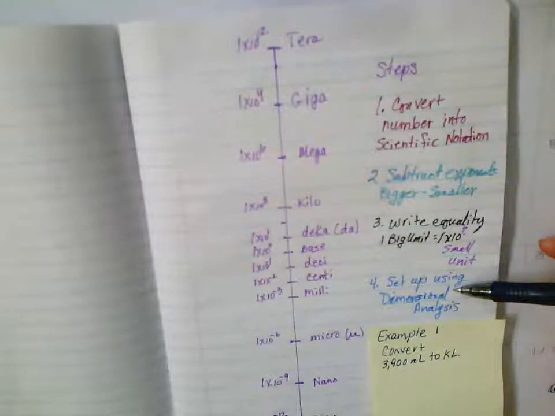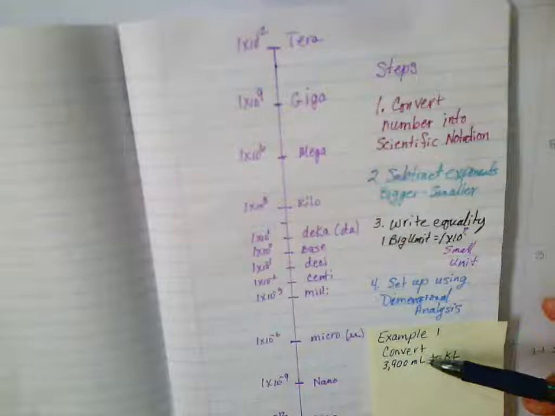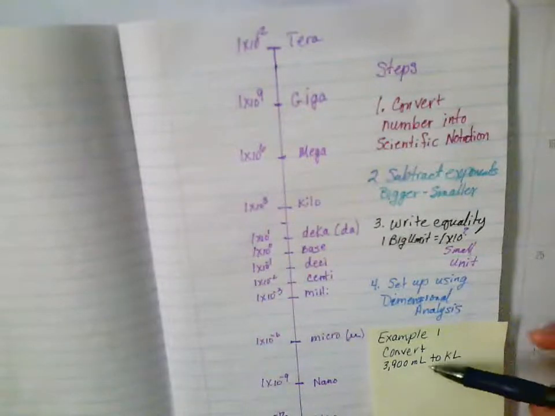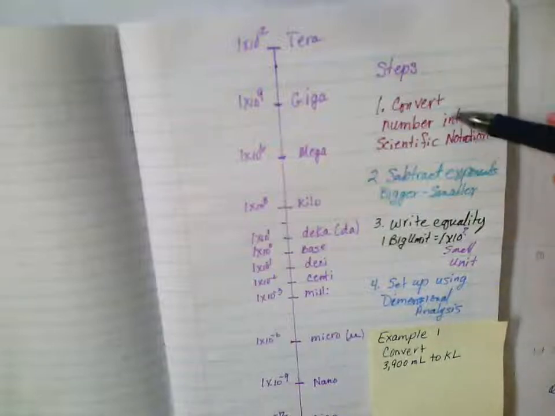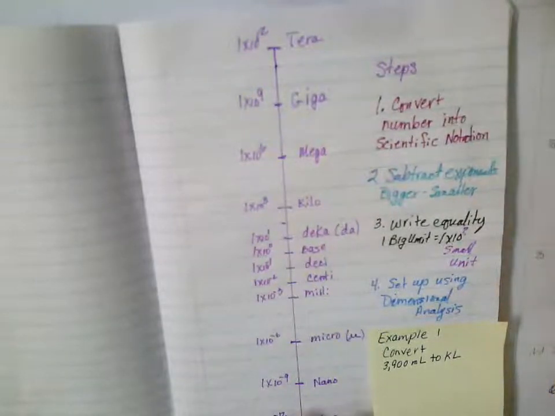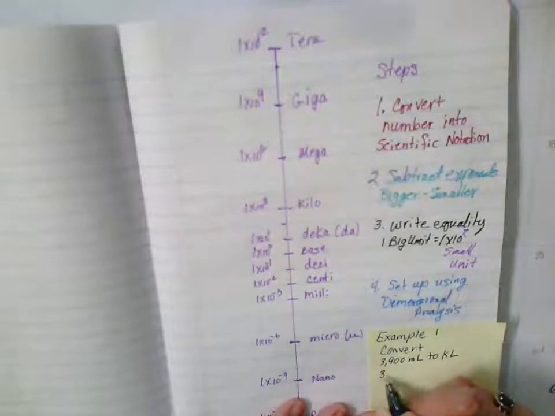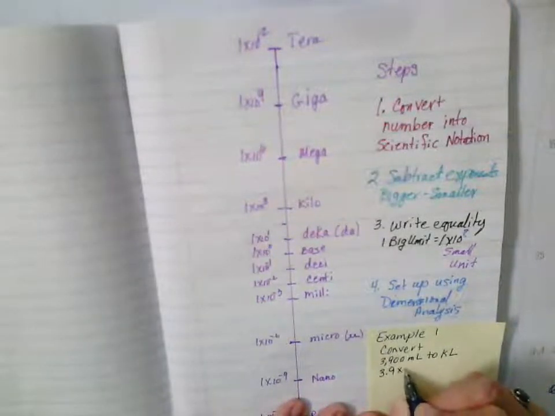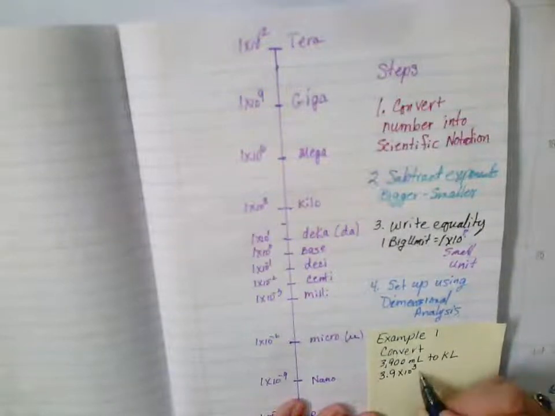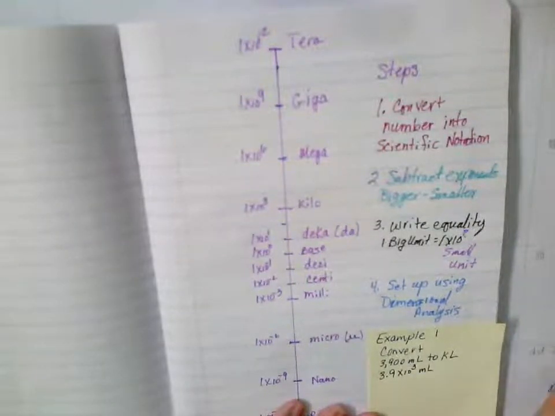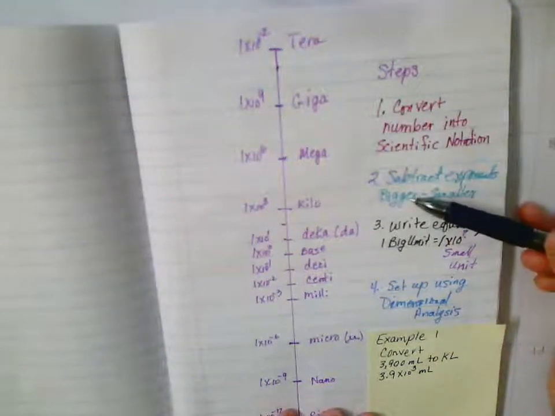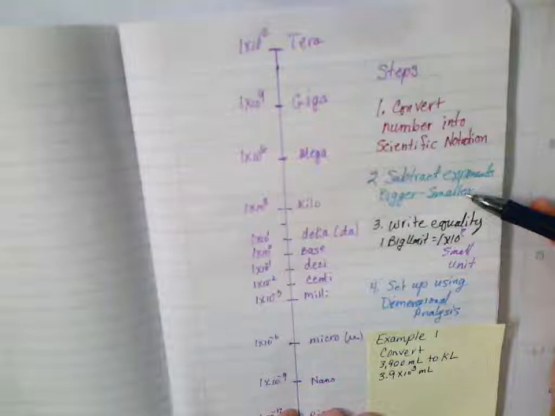So let's try this problem. Example 1. Convert 3,900 milliliters to kiloliters. So I first need to convert that into scientific notation. So that's going to be 3.9 times 10 to the 1, 2, 3, positive 3. And that's still milliliters. Now, second step, go to the bigger unit and subtract the smaller unit of the exponents.